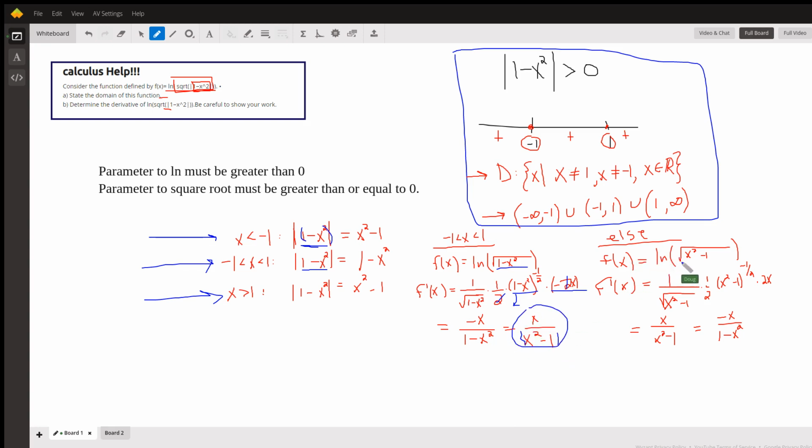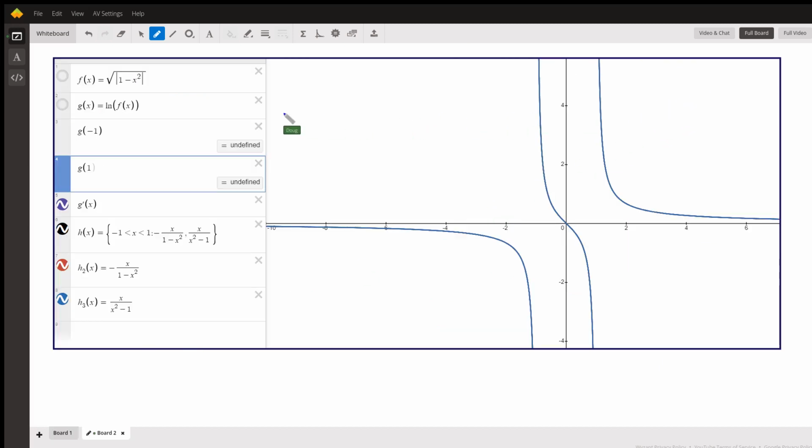If we do the same pattern here for these two rows, you can rewrite the absolute value as x squared minus 1 with no absolute value symbol. Take the derivative just like we did over here. We get this because these 2's cancel. But if we wanted to, we could rewrite it as negative x over 1 minus x squared. So either of these is a derivative, and it doesn't matter what x is as long as x doesn't equal 1 or negative 1. And here's kind of proof.